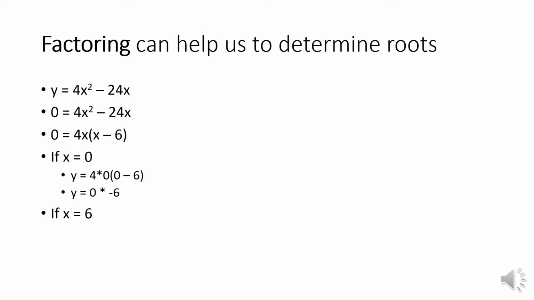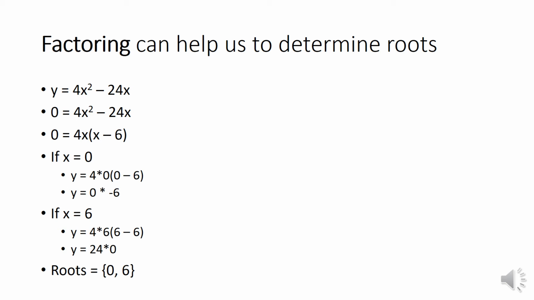Similarly, if x is equal to 6, y is also going to be equal to 0. So when we go through the same process where we plug in a 6 for each x value, it's ultimately going to boil down to y being equal to 24 times 6 minus 6, which is 0. So we have 24 times 0, and 0 times anything is 0, so y in this case will also be 0 whenever x is equal to 6. And so that means our roots are going to be 0 and 6.